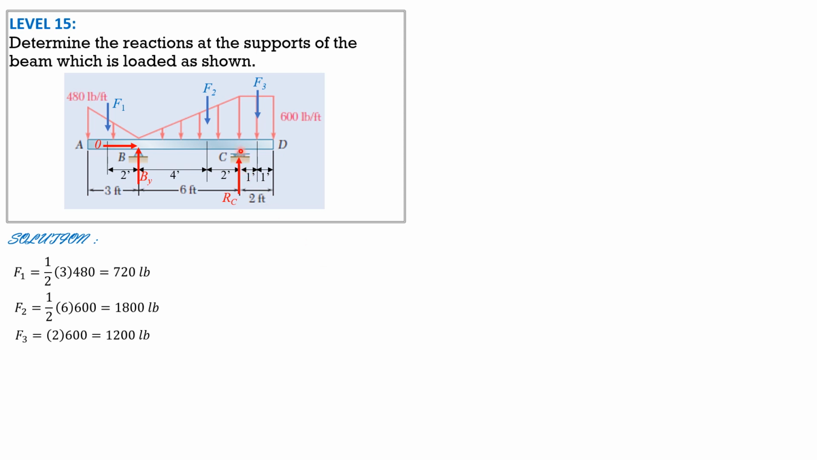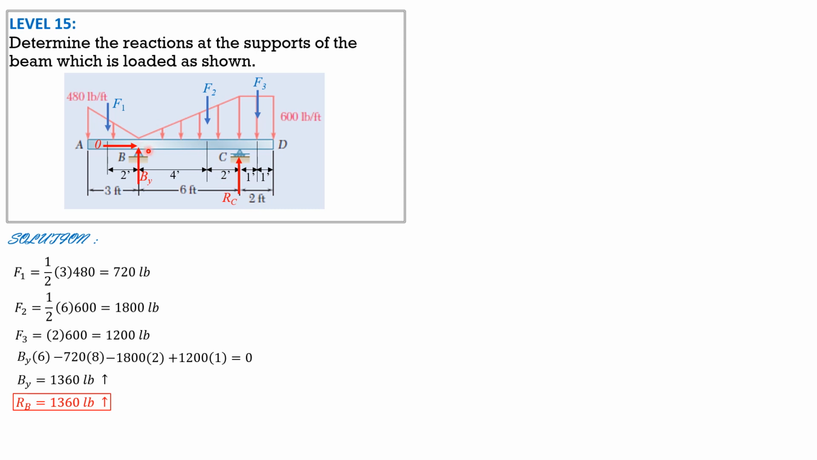Summation of moment about C equals 0, so clockwise positive, we have BY times 6, then minus F1 720 times 2 plus 6, so 8 feet, minus F2 times 2, so minus 1,800 times 2, then plus F3 1,200 times 1 equals 0. So from there, BY can be solved. It is equal to 1,360 pounds upward. So R sub B is 1,360 pounds upward because BX is 0.